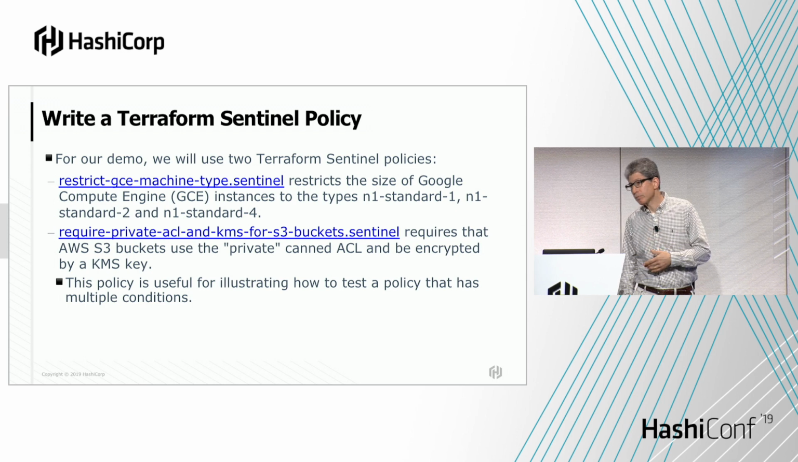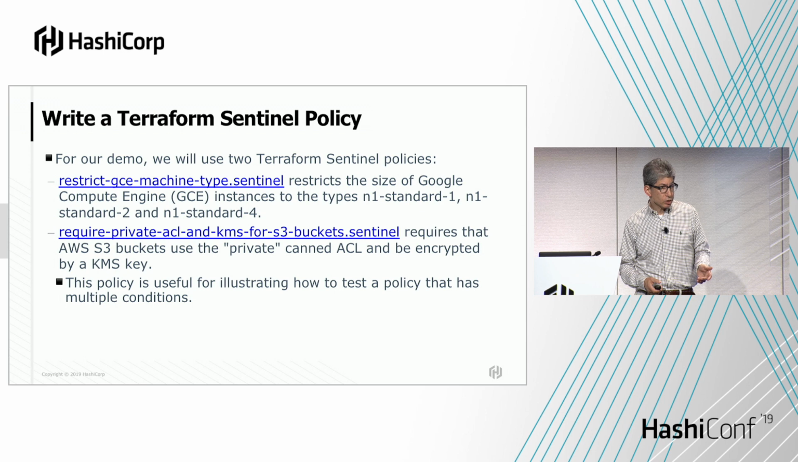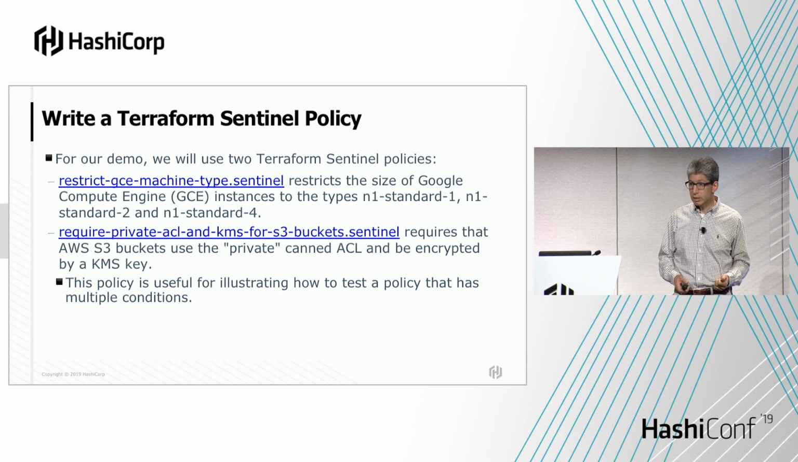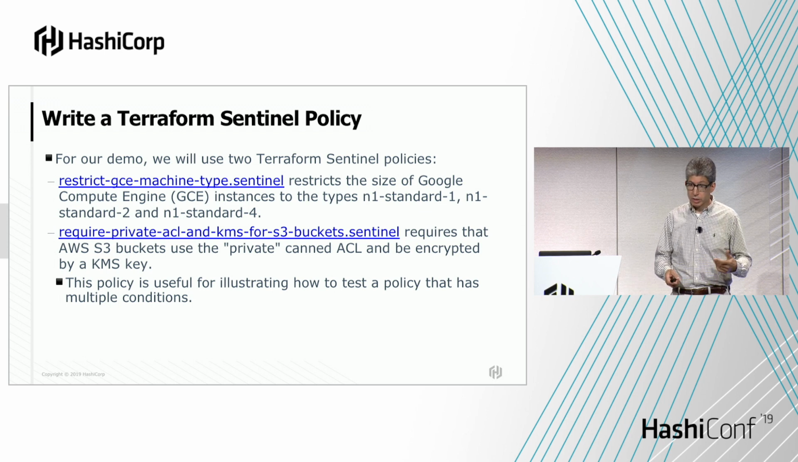Step 5 was writing the Sentinel policies. Again, I'll show you briefly part of a policy during the demo, but I did want to mention that in this demo, I'm using 2 Sentinel policies. One is restricting Google Compute instances to only have certain allowed machine types, so N1 standard 1, N1 standard 2, and N1 standard 4. And then the second is a Sentinel policy restricting AWS S3 buckets, right? The idea there is to make sure that every bucket that you provision with Terraform is going to have the private ACL and be encrypted with a KMS key, right? So in other words, this is coming from the security team.